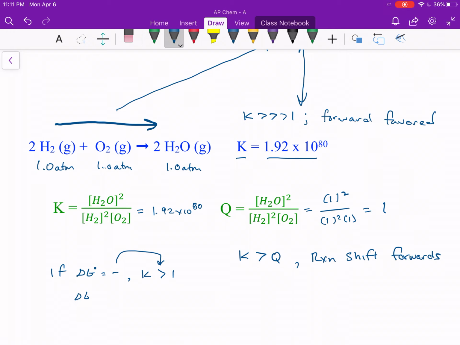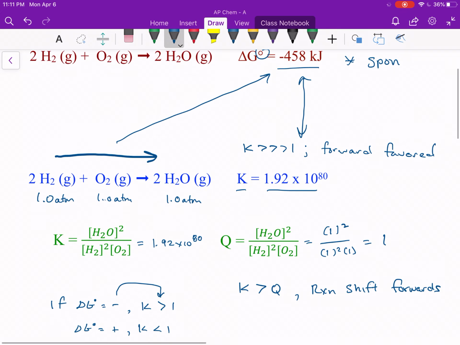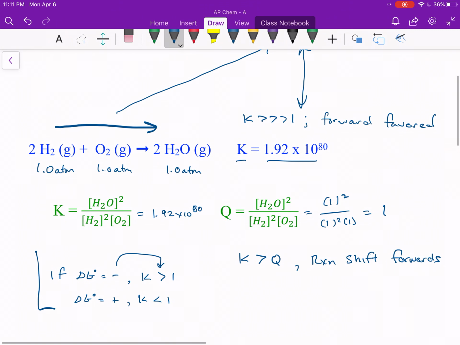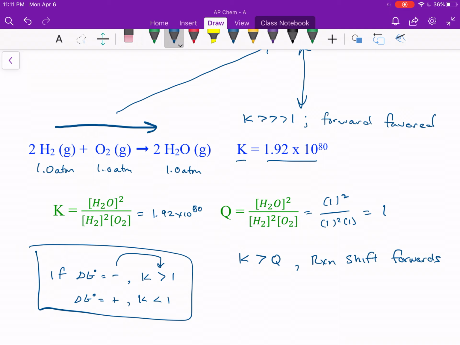If delta G naught is positive, we know K is less than 1, right? And if delta G naught is 0, then K would be equal to 1, because the natural log of, well, we'll talk about that in a little bit, okay? So these are some things to remember, especially as you work through some of these problems. If delta G is negative, K has to be greater than 1. If you get something different, then you've probably done something wrong.